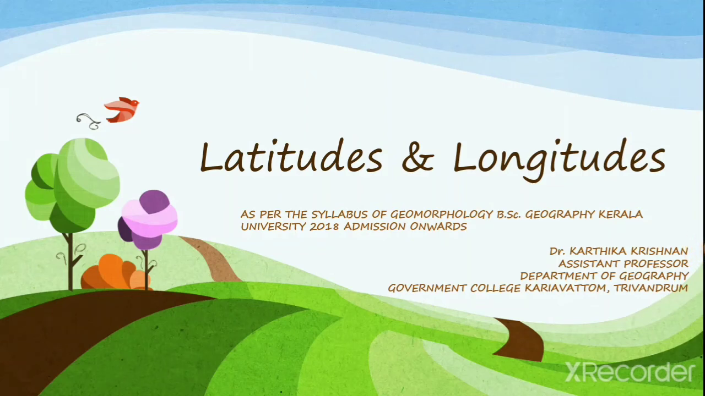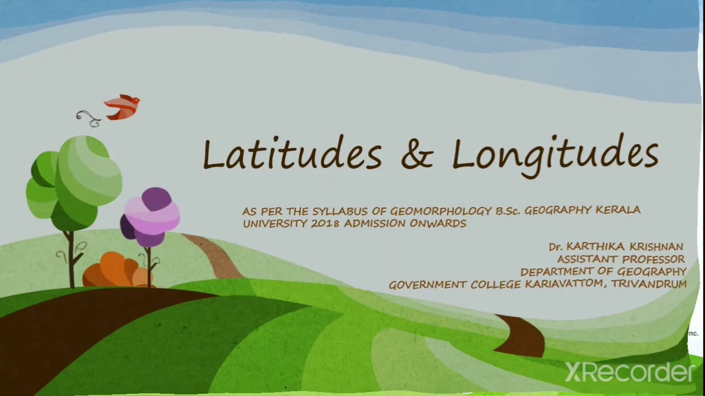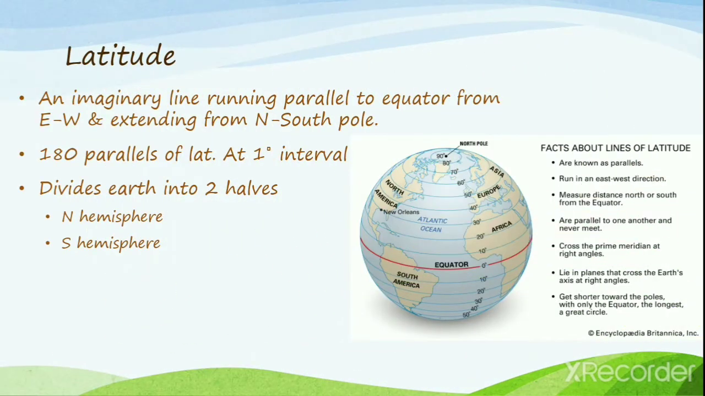Today, let's look into a very simple but important concept in geomorphology, that is latitudes and longitudes. Latitude is an imaginary line which generally extends from the northern pole of the earth to the south pole and runs parallel to the equator from east to west.